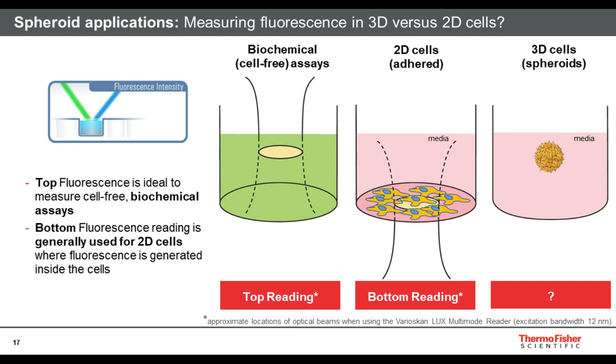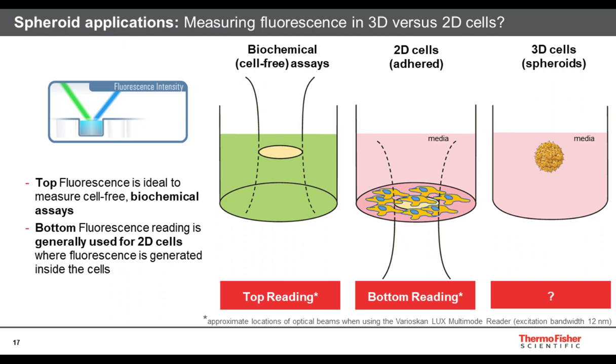The situation is slightly different when we talk about bottom reading measurements. Bottom reading measurements are generally ideal for 2D cells, especially if the fluorescence is generated inside of the cells. And that is because in the case of bottom reading, and again, I'm referring to Bioscan Lux, but it's a situation that is very similar between different manufacturers, the optical beam has a focal point that is exactly on the bottom of the well. So exactly in the place where 2D cells are adhering and where most of the fluorescence will be located in the case of cell-based assays.